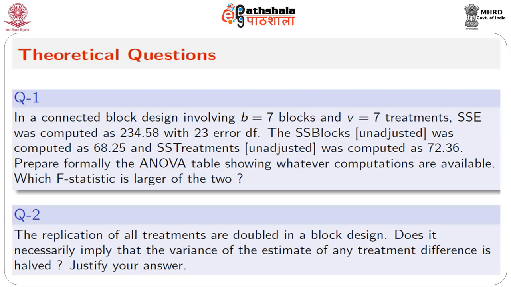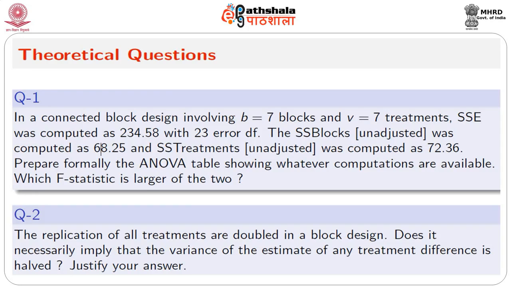So here is the first one. In a connected block design involving B equal to 7 blocks and V equal to 7, that is the number of treatments, sum of squares of error was computed as 234.58 with 23 error degrees of freedom. Now the SS blocks unadjusted was computed as 68.25 and the sum of squares of treatments unadjusted was computed as 72.36. So we need to prepare formally the ANOVA table showing whatever computations are available. And the question is, which F statistic is larger of the two?